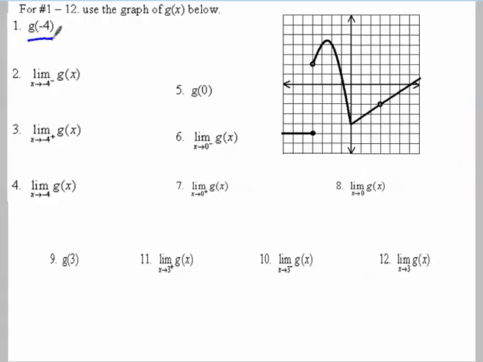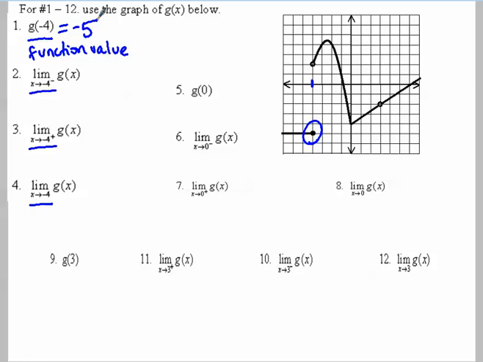Notice that we have g of negative 4, x approaching negative 4 from the left, x approaching negative 4 from the right, and x approaching negative 4. Different ways to look at what's happening at negative 4. This one means the function value. So we're looking at what is the y value when x is negative 4. I see it's 1, 2, 3, 4, 5. There's a point right there. Negative 5 is the function value.